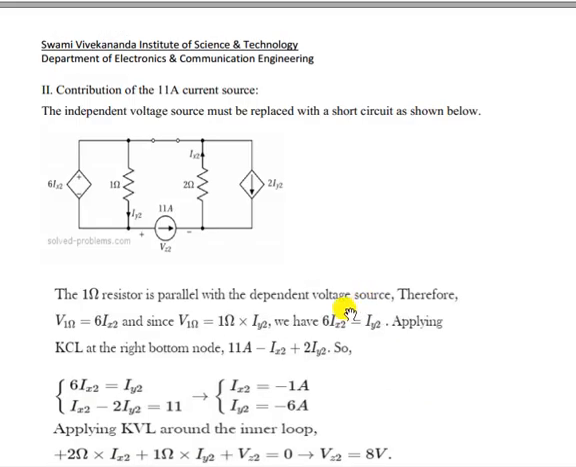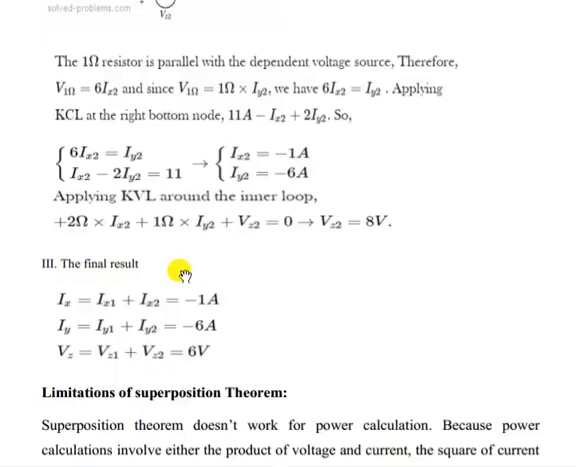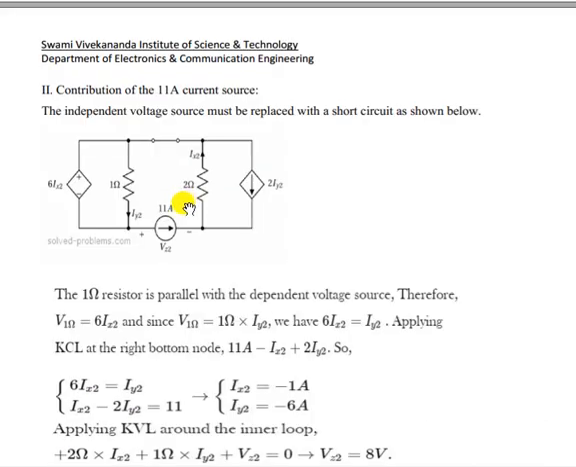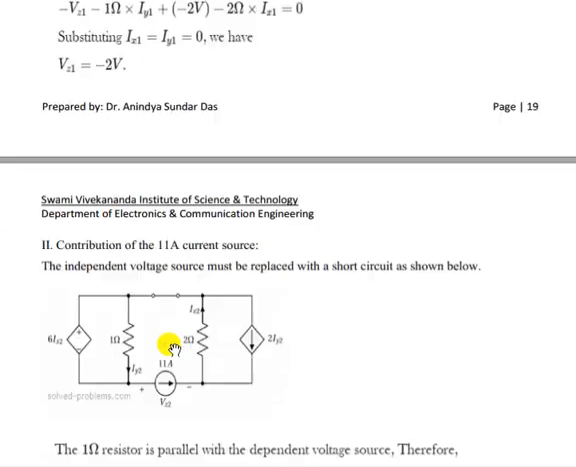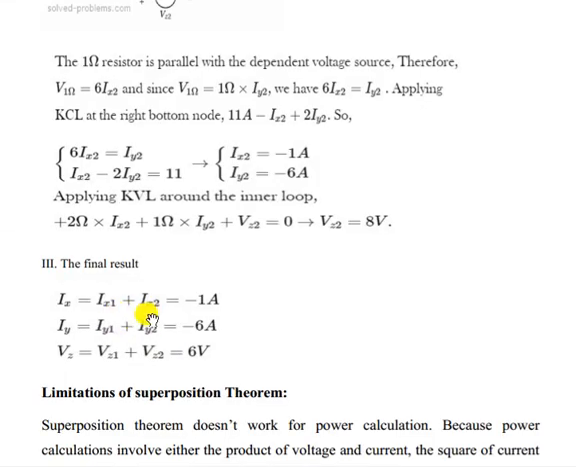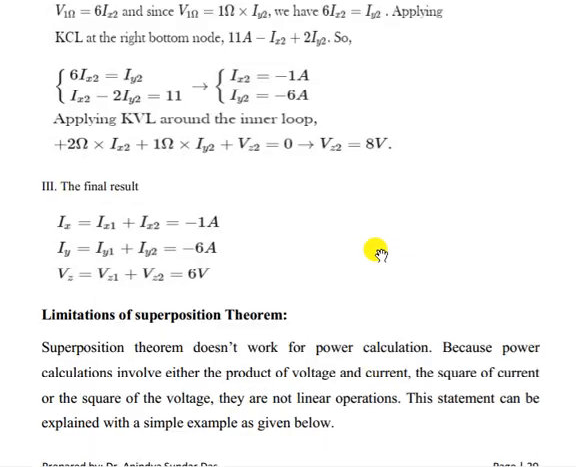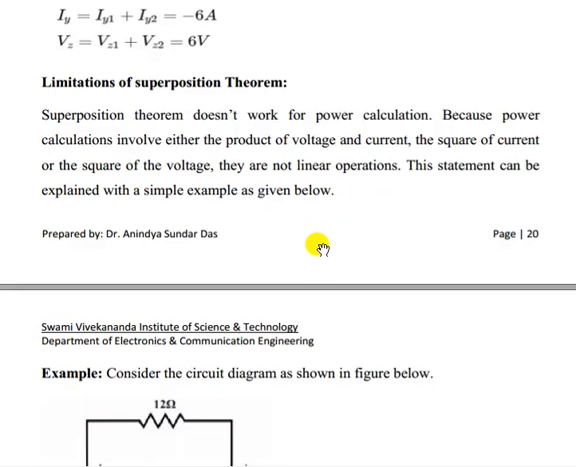So Vz2 is 8 volt, previously it was minus 2 volt, so the actual value should be 6 volt, and Ix and Iy both currents were previously 0. So here that value assumption will be minus 1 and minus 6, and Vz value will be 6 volt only. Okay. So this is the limitation of the superposition theorem.